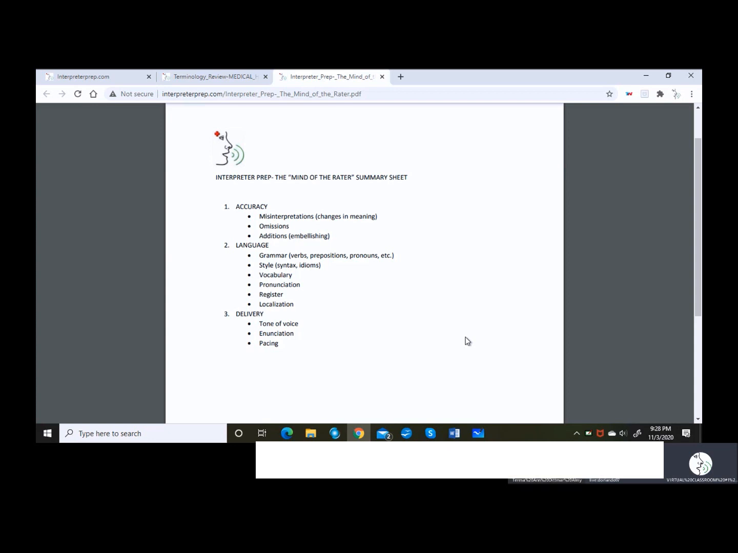What I am able to observe would be a sign, and what I can't observe would be the symptom. It's what the patient tells me. If the patient has nausea, that's a symptom.